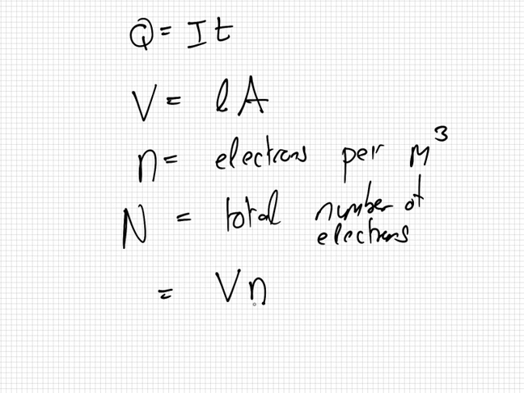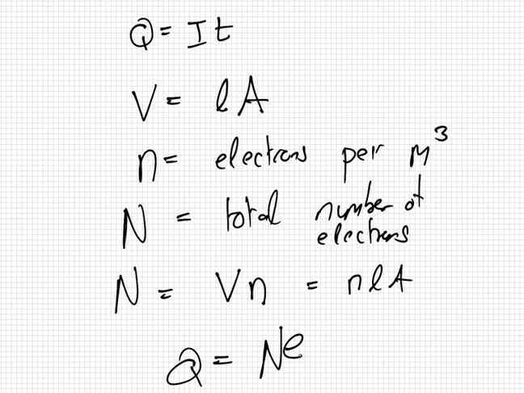That makes sense. n is how many electrons we have per meter cubed, and V is how many meter cubes we have. But what's the formula for V? It's LA. So we get this formula nLA. That's how many electrons we have. So what's the total charge? Well, it's how many electrons we have multiplied by the charge of one electron. So we have a formula for big N, and that's nLAe. So that's how much charge we have.